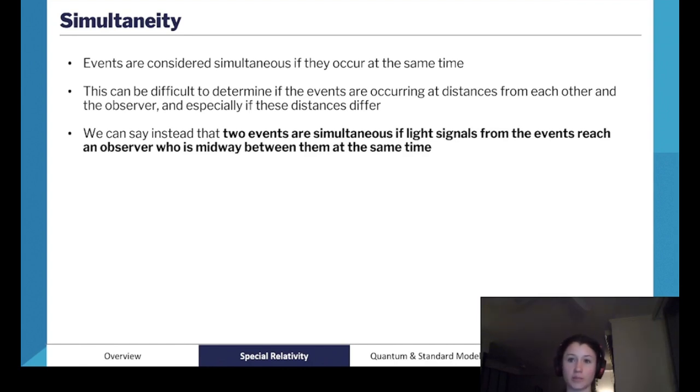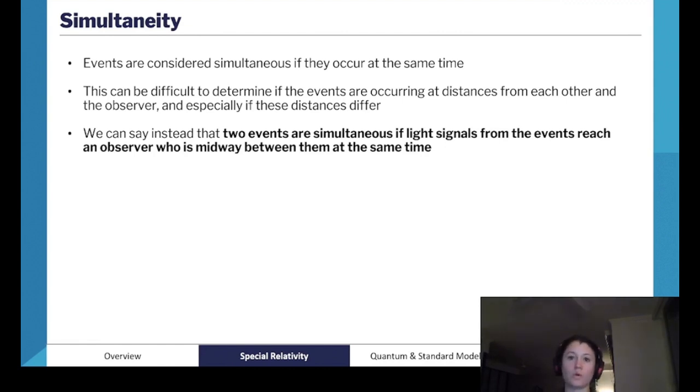So what this essentially means is that if there are two events, an observer standing directly in the middle between them, if they observe light signals from these two events at the same time, this means that the two events were simultaneous. Right?